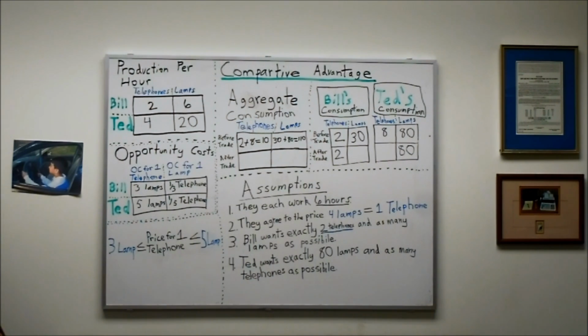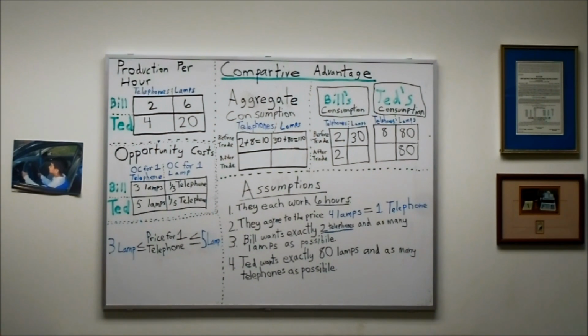Bill is also going to look at his opportunity cost, and he's going to see that 1 lamp costs him 1/3 of a telephone. But he's also going to see that at the agreed upon price with Ted, 1 lamp would only cost him 1/4 of a telephone. So that's going from 0.33333 to 0.25, a smaller number. So Bill is going to want to engage in trade as well.